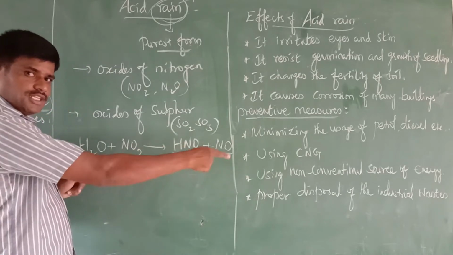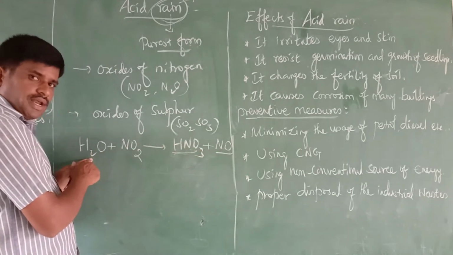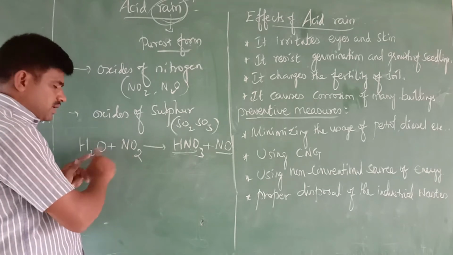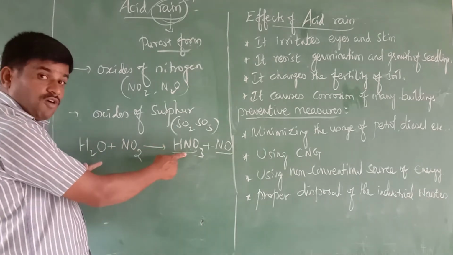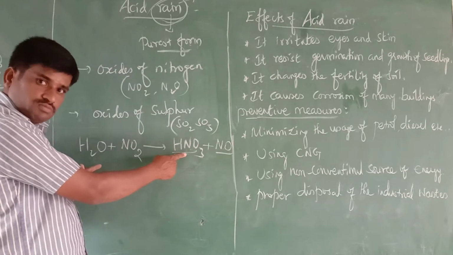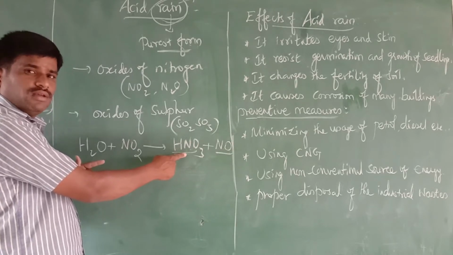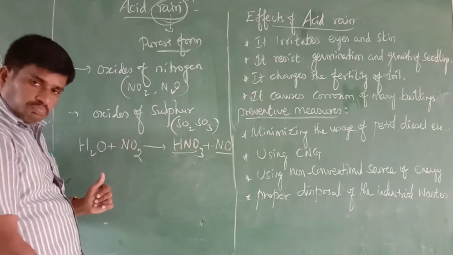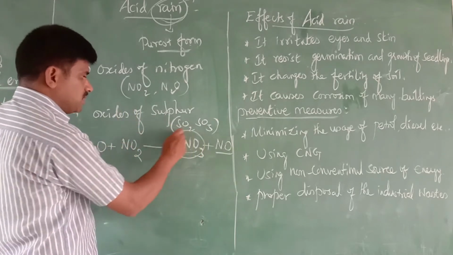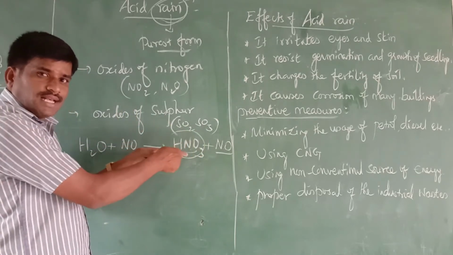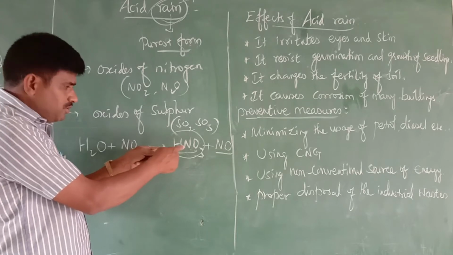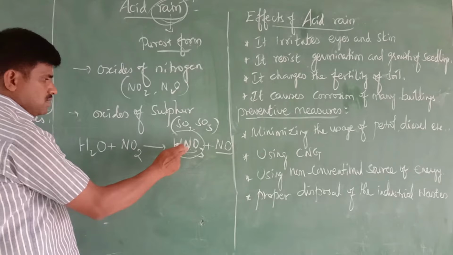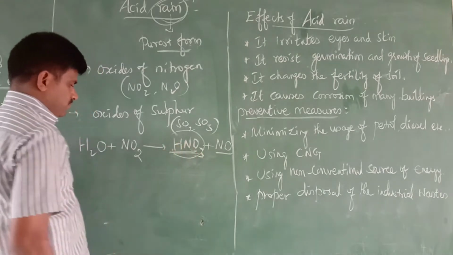How does this reaction take place? When rain mixes with the pollutant, the oxides of nitrogen, these two react together and form nitric acid. When acid is formed, the acidity of rain increases. The acidity of rain is increasing because acid is now mixed in the rain. So this acid is nitric acid.